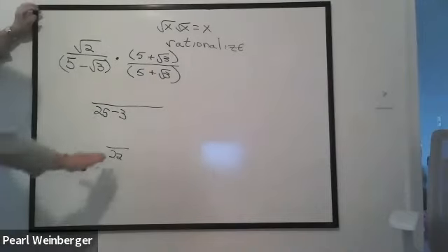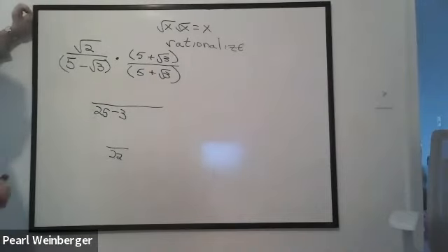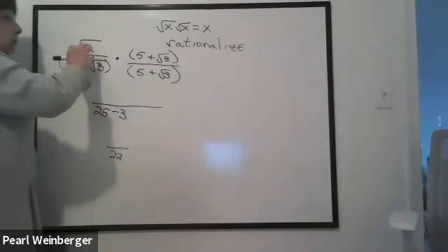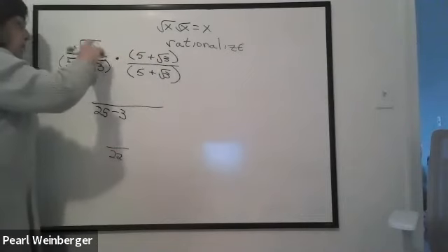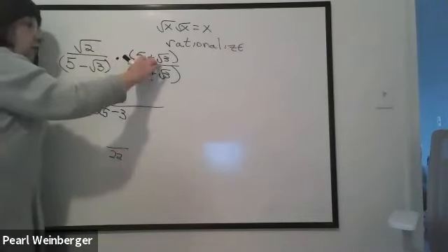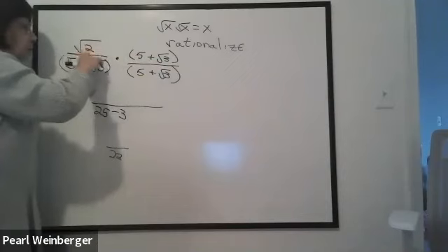In other words, the denominator will come out to be the rational number 22, no radical. Well, what about the numerator? Now I have to multiply radical 2 times 5 plus radical 3. This is a monomial and this is a binomial. To multiply, I have to use the distributive property.